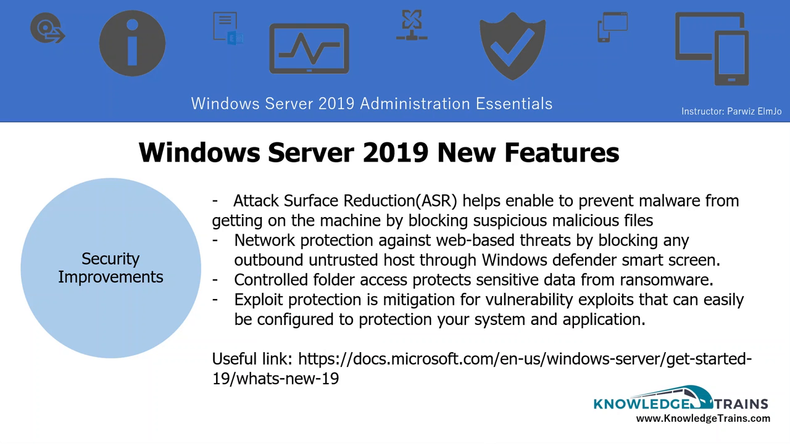One other great thing that you see here is controlled folder access. It helps you and your company against viruses like ransomware, which encrypts your files and then the hackers ask for money. So you are preparing to prevent those attacks and save your company a lot of money. Exploit protection, on the other hand, helps mitigate weaknesses in your system and applications.